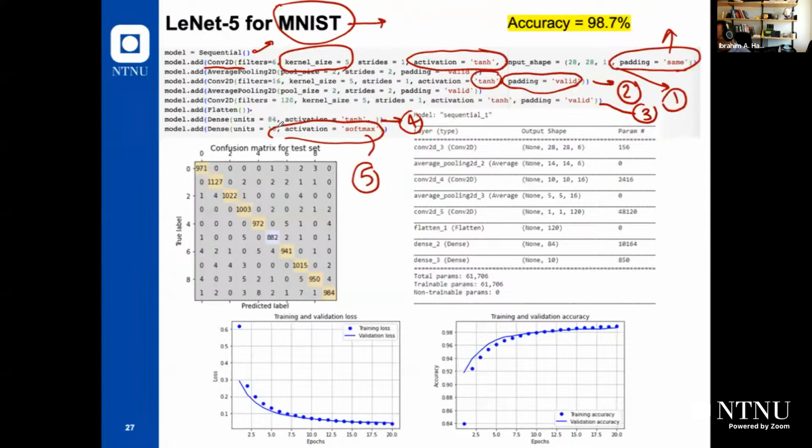If you need to calculate the number of parameters, we have this table. It's very easy. The number of parameters here will depend on the kernel size. This one is 5 times 5 times 6 plus 6, because each kernel, in fact each filter, is like one perceptron, so it has a bias. So it will be 5 times 5 times 6 plus 6. We should get this number.